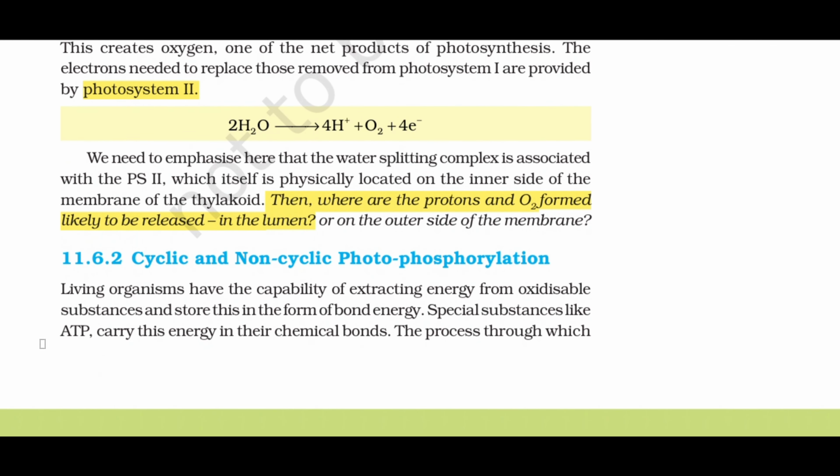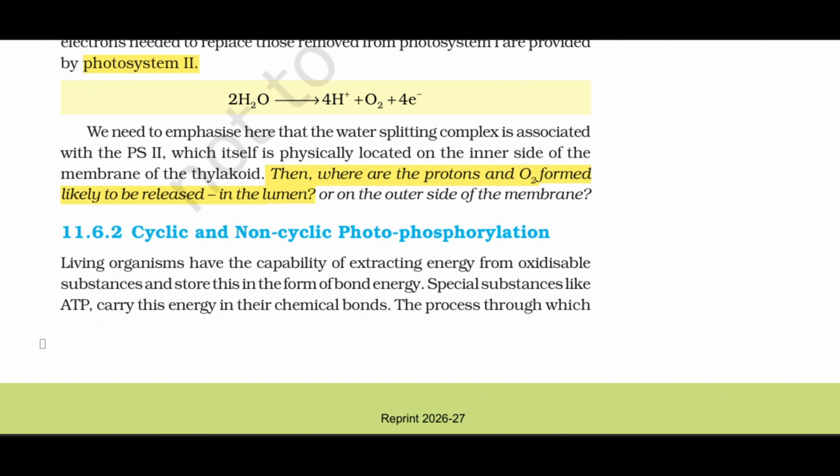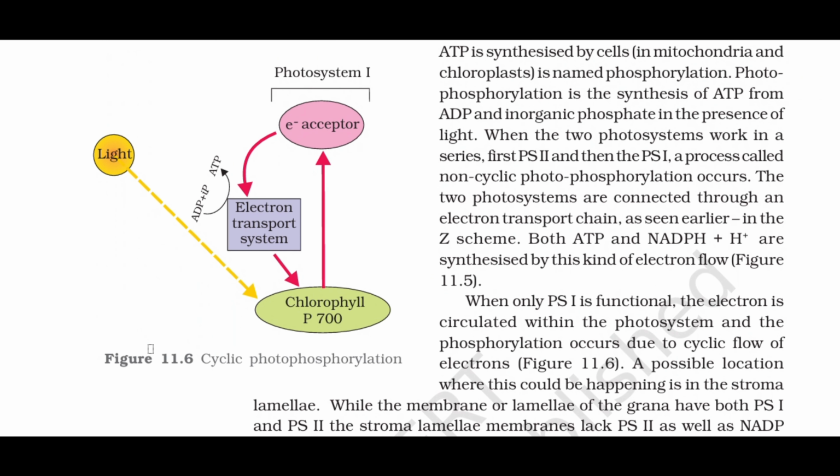Cyclic and non-cyclic photophosphorylation. Living organisms have the capability of extracting energy from oxidizable substances and storing this in the form of bond energy. Special substances like ATP carry this energy in their chemical bonds. The process through which ATP is synthesized by cells, in mitochondria and chloroplasts, is named phosphorylation.